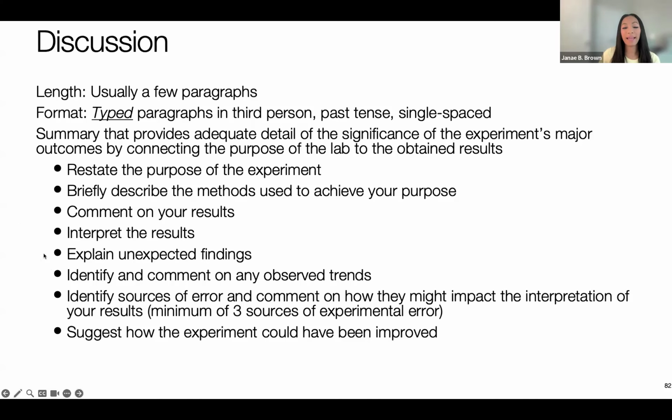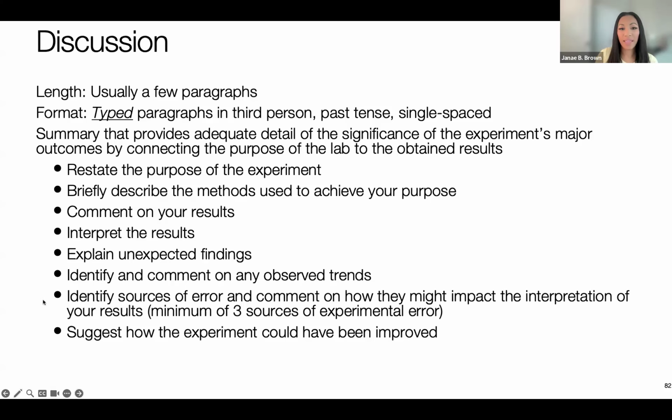Explaining any unexpected findings, because sometimes you get a surprise in your results, and thinking about why that might be. You'll also want to identify and comment on any trends in your data. A lot of times we'll give you a structure, for instance, going from 0% of a solution to 5% to 10%. And you can compare those different results and talk about if there is a trend, or maybe there's not a trend in that data.